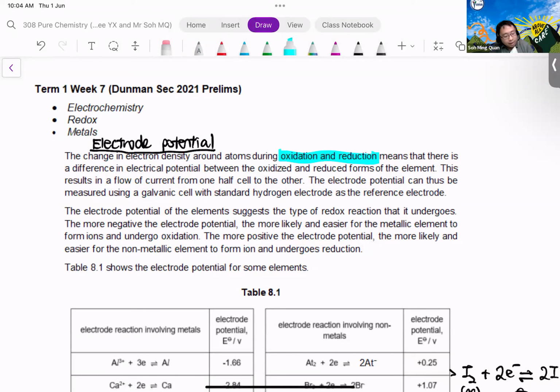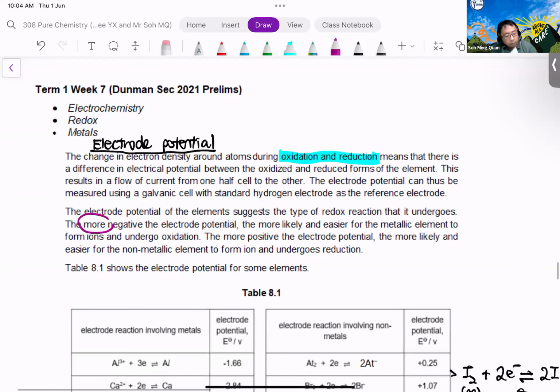So let's read, where is electrode potential? Is there some definition or some trend that we can grab? To find the trend, we look for words like more, higher, less, lower, such words, comparative adjectives. More. So this is my trend. The more negative the electrode potential, the more likely the metallic element will form ions and undergo oxidation.